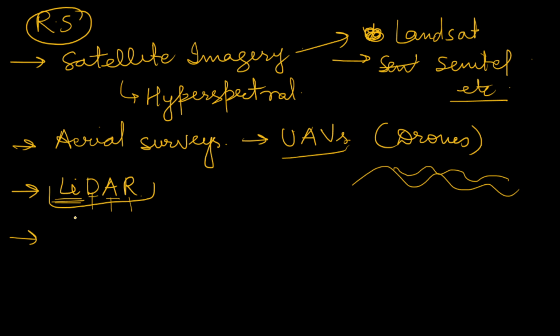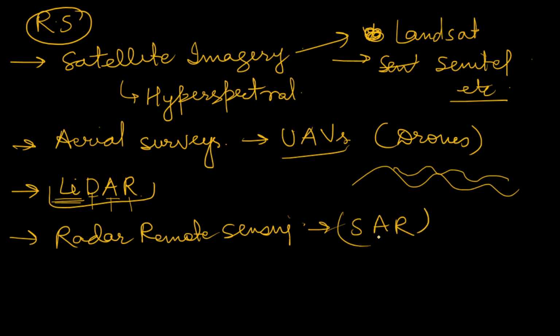Next, we can use radar remote sensing. The most common example here is SAR. You have heard about synthetic aperture radar. The benefit is that it can penetrate clouds and other things. For example, light is not able to penetrate clouds or opaque substances, but synthetic aperture radar is able to penetrate them. It can also help us in observing land use changes, soil moisture changes, and vegetation structure changes.